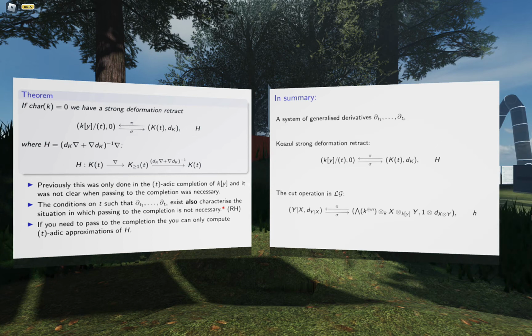So previously, before my thesis, this was only done in general over the t-adic completion of the ring KY, and it wasn't really clear when it was actually necessary to pass to this completion. Now, the conditions on T such that the differential maps exist also characterize the situation in which passing to the completion is not necessary. There's a little asterisk there because as I've set everything up in this talk, that's actually not true. But you can define things in a different and similar way such that this statement becomes true.